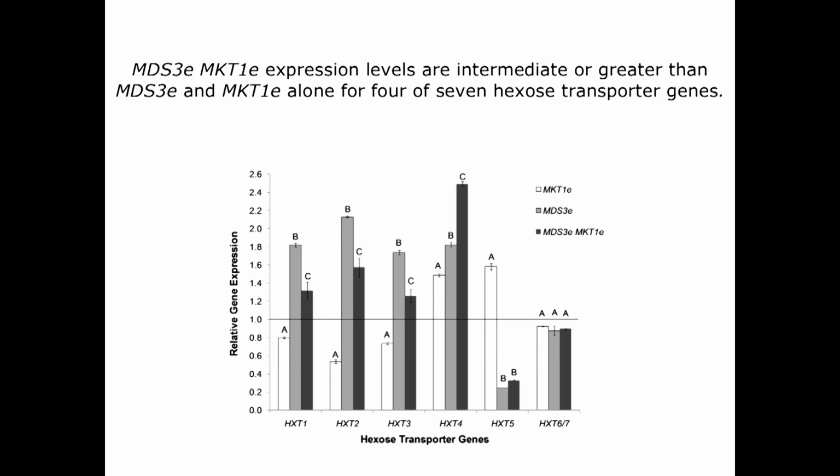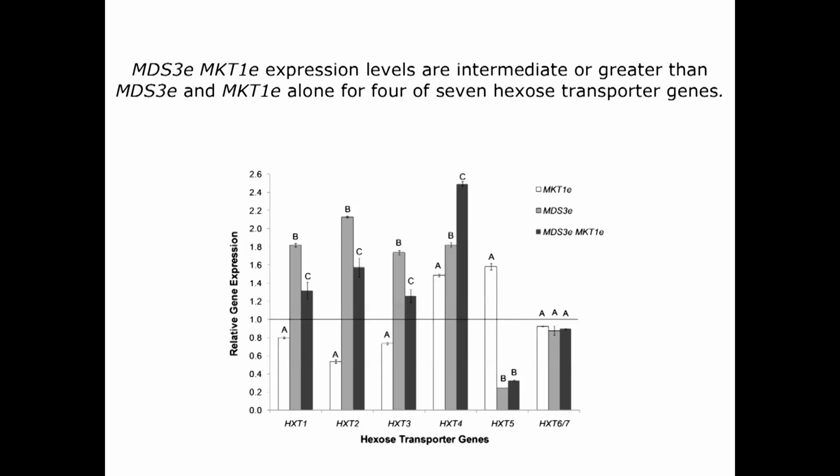So this is the evolved allele of MKT1, which is always low, and MDS3, which is usually high. There's the double mutant. What happens is that even in the double mutant, expression is greater than or at the median expression level. So in other words, the presence of the MDS3 mutation is helping the process of glucose transport early, and that ultimately has an effect on the behavior of the MKT1 allele. They do better in combination in terms of growth than either does separately.